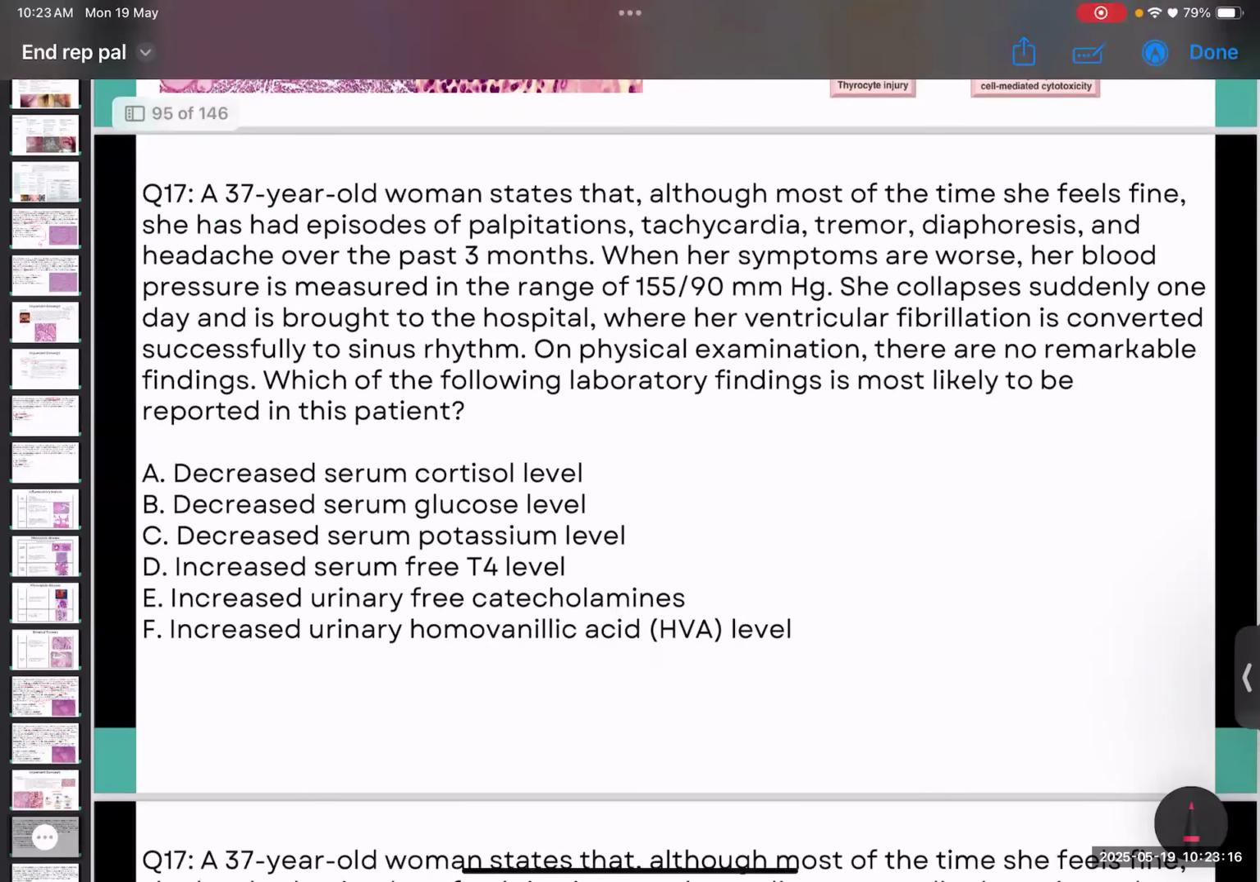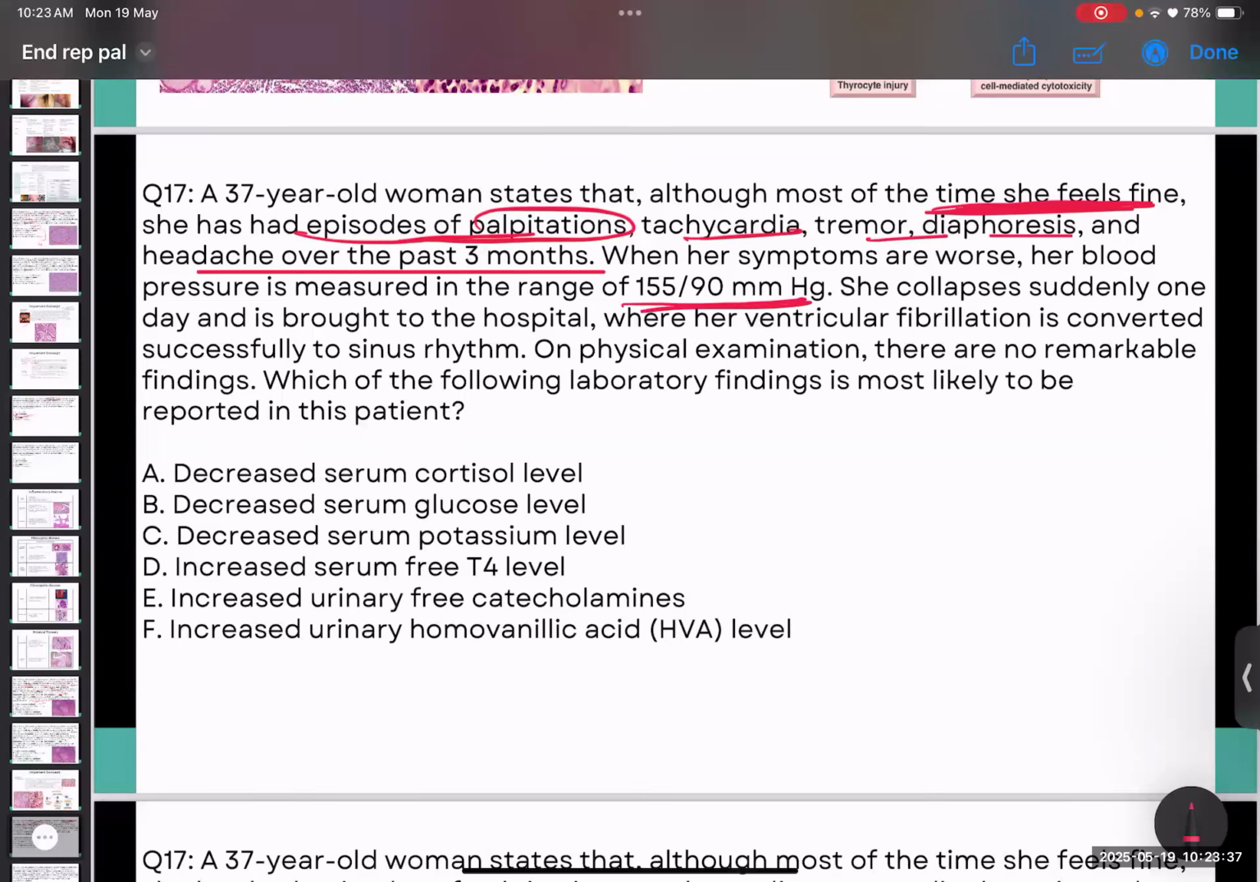Moving on to question number 17. Here we have a 37-year-old woman who states that most of the time she feels fine, okay? This is important. She has had episodes of palpitations, tachycardia, tremor, diaphoresis, and headache over the past 3 months. When her symptoms are worse, her blood pressure is measured in the range of 155/90.